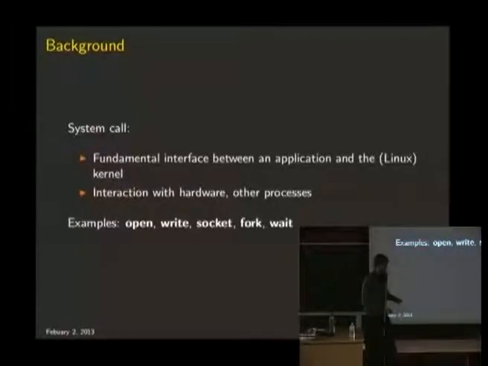All right, so I went a bit over the top there just now with just using the term system call. I'll briefly explain it. A system call is just a fundamental interface between the application and the kernel and the hardware to which the kernel interfaces to. So that way you can interact with the hardware using your program. Very typical examples: open, write, socket, fork, wait.